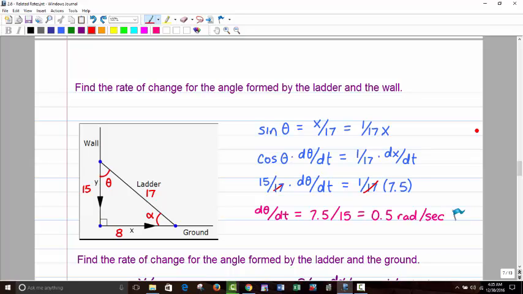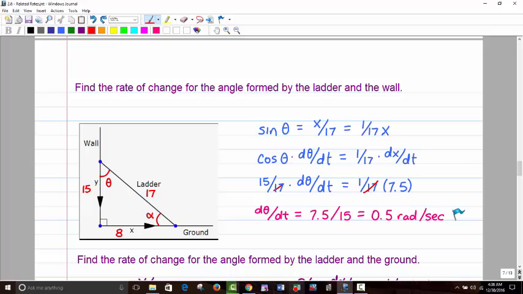Let's find the rate of change of the angle formed by the ladder and the wall. So that would be up here, I've labeled theta. So is the ladder sliding out at what rate? In radians. We do all these problems in radians. You could convert them to degrees, multiply by 180 divided by pi if you wanted to for your own amusement. But you don't have to, of course, but these answers will always be radians per second.